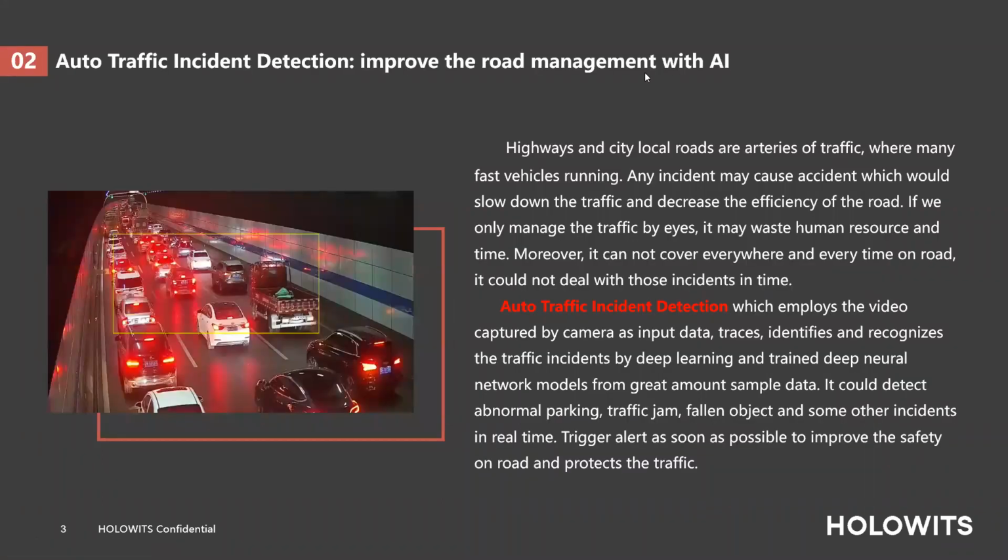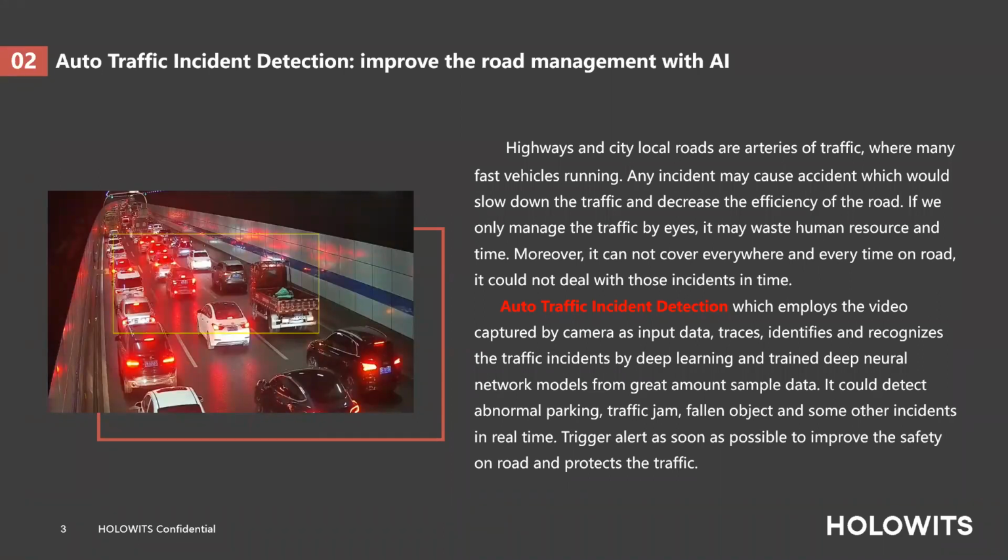So what is our auto traffic incident detection? On highways or city local roads, where many fast vehicles are running, any incident may cause an accident, which would slow down the traffic and decrease the efficiency of the road. If we only monitor the traffic by eye, it may waste human resources and time. Also, we cannot cover everywhere and every time on the road, so we cannot deal with some incidents in time.